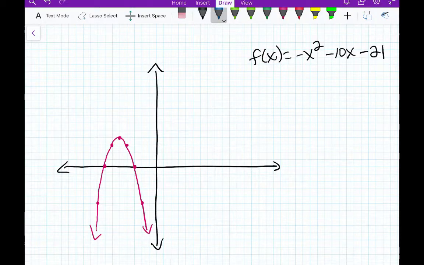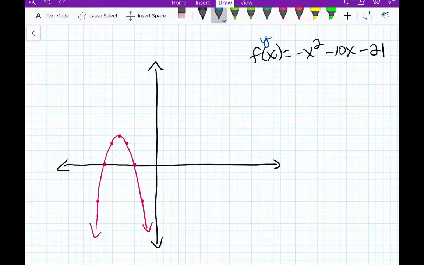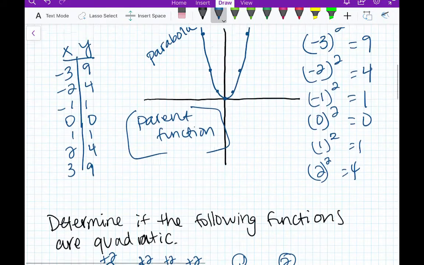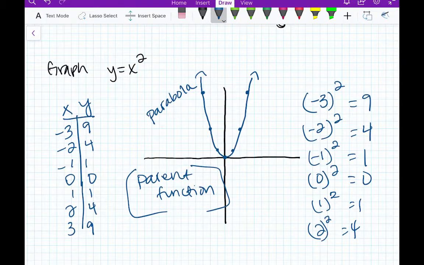All right, so now we're going to look at an example problem and talk about some more vocab and just kind of what's going on here. So the function is f of x, remember f of x is just y, equals negative x squared minus 10x minus 21. And I went ahead and graphed this parabola for you. You will need to know how to graph parabolas. Right now, you're just going to graph them like I did here, where I gave you the x and you plug in to find the y.